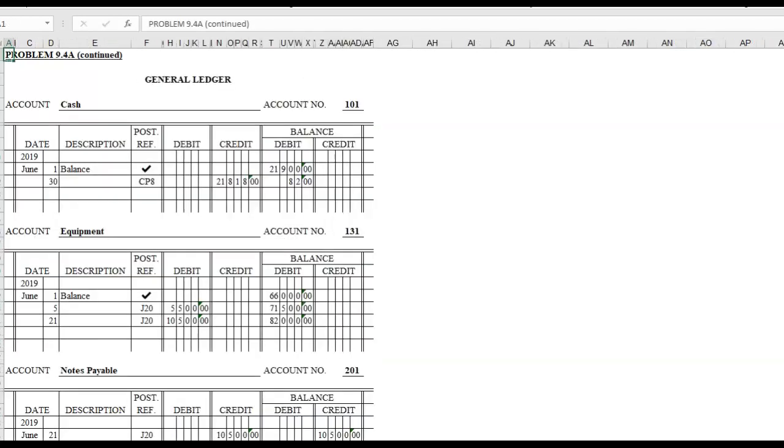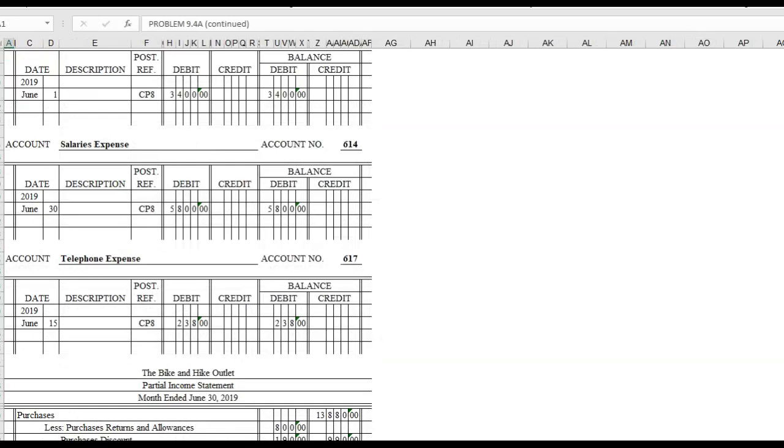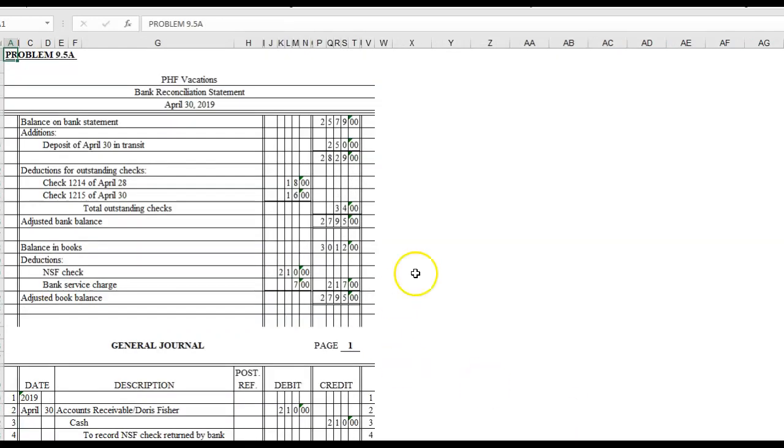Let's see, I made you do 9.5. I'm still at 9.4. 9.5a. There we go. Let's go ahead and screenshot your 9.5a. You can see your totals. This is what I want you to get to and make sure that they balance.